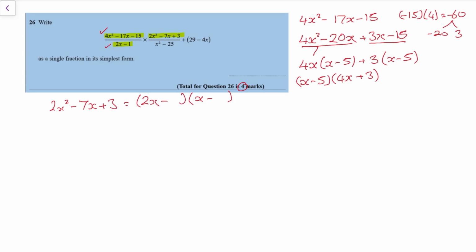Well, I want 7. So 2 times 3 is 6. And then I need another 1. So in other words, it's going to be 2 times a 3. And then I need the other 1. Again, the algorithm method's fine here, but point is, I've done the top right as well.